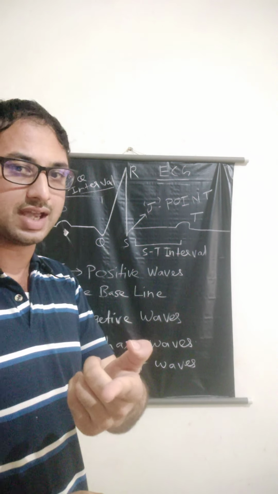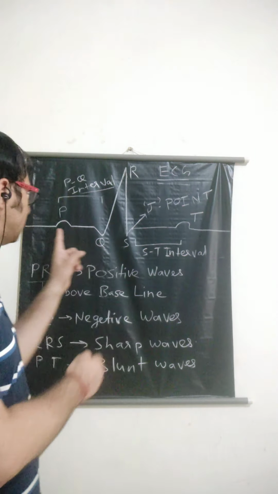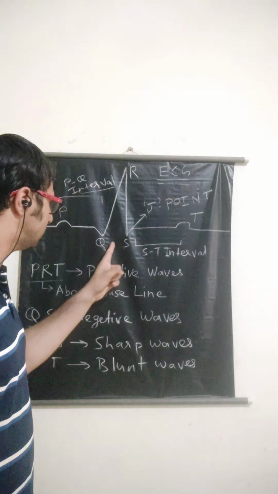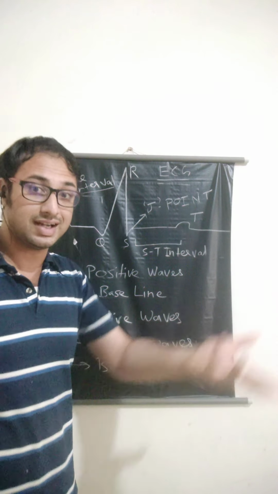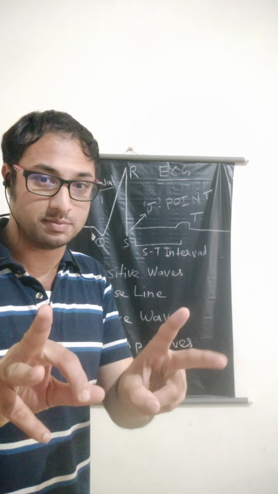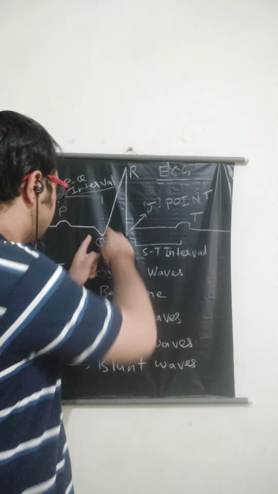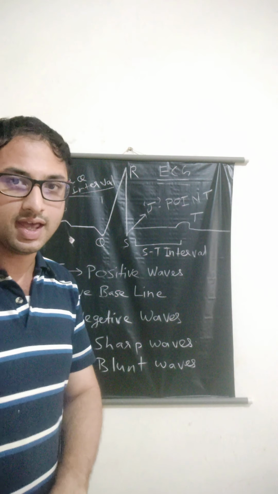Here is the new point I have told you. This is the systole of the atria. This is the systole of the ventricles. This is the diastole of the ventricles. So where is the diastole of the atria, both the left atrium and right atrium? That is hidden in this QRS complex only. Keep in mind.